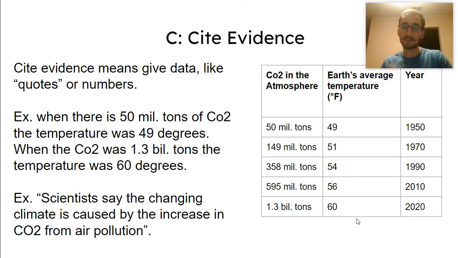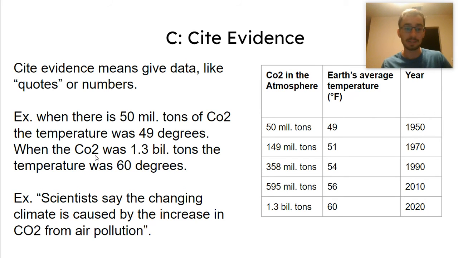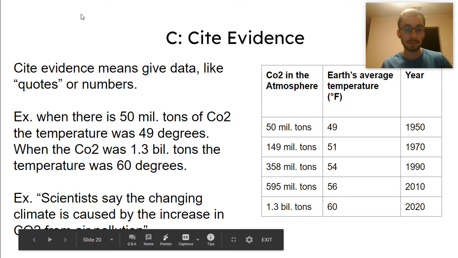So there are two ways you can give evidence. You can use data, like I just did with numbers, or we can use quotes. A quote is like you're citing something from a reading. Like, scientists say the changing climate is caused by the increase in CO2 from air pollution. That'd be an example of another cite evidence, but using a quote. You'll usually have to use both in my class.